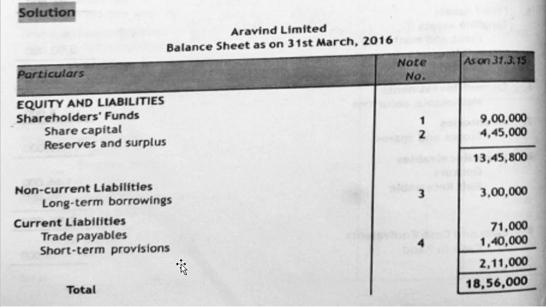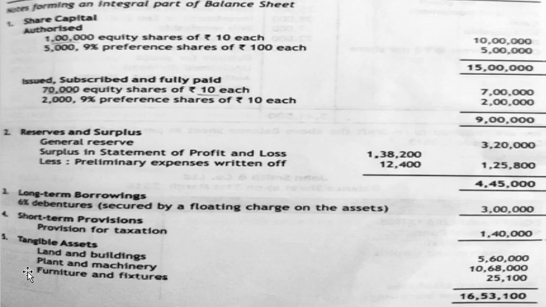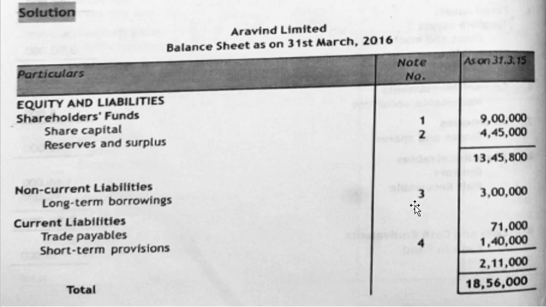Then we have short-term provisions, which is there in our working note 4. Short-term provisions is your provision for taxation, which is 1,40,000. So we'll be considering 1,40,000. So this is your total equity and liabilities: your equity 13,45,800 plus your liabilities 2,11,000 will give you 15,56,800.